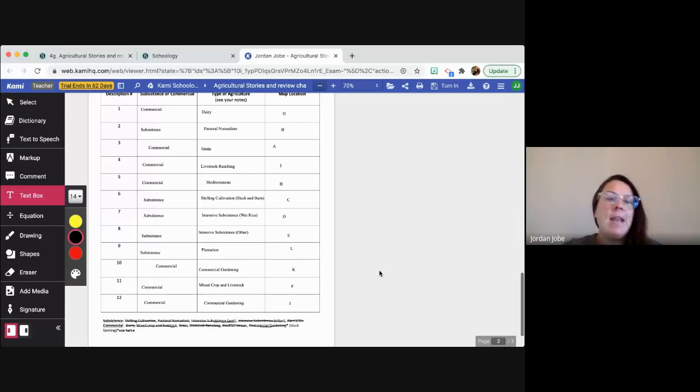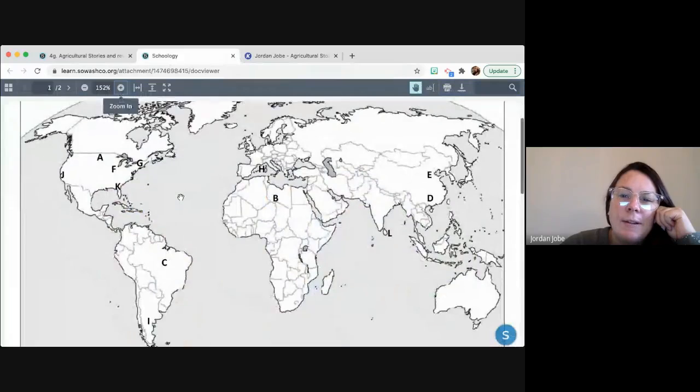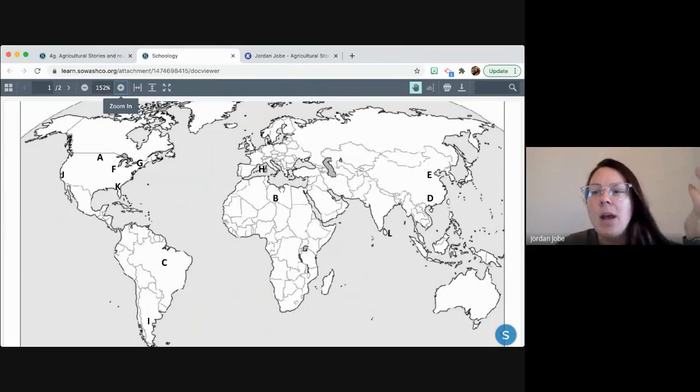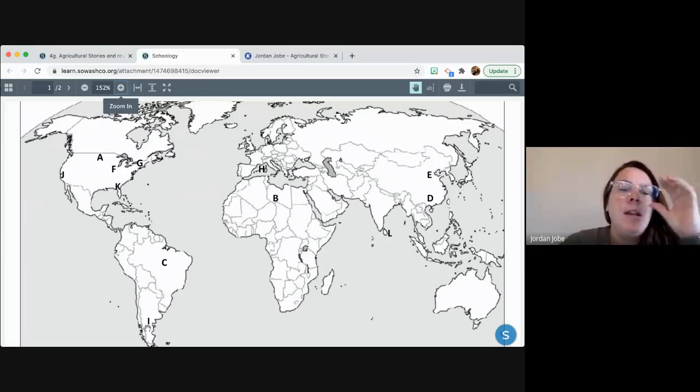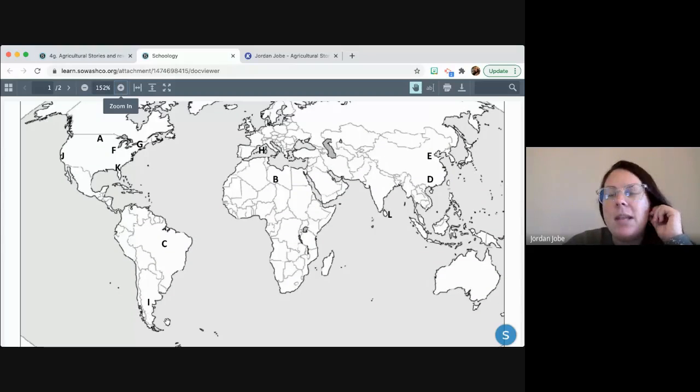And the important part of this assignment, what you need to know, is that on your test on Tuesday for Unit 4, you will have a map that is similar to this, and you will be given a location, like letters, and you will say what type of agriculture is practiced here. So it's like you'll be given the letter H and asked what type of agriculture takes place in this area. You'd be like, oh, duh, Mediterranean. That's the Mediterranean Sea. Or you'd be given the letter I, asked which type of agriculture takes place here, and you'd say livestock ranching.